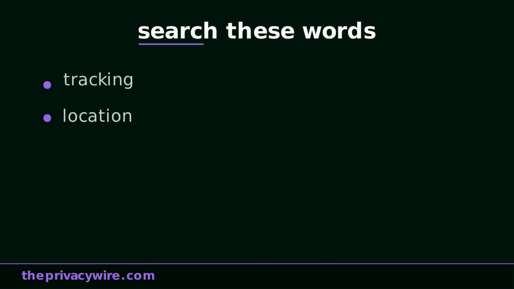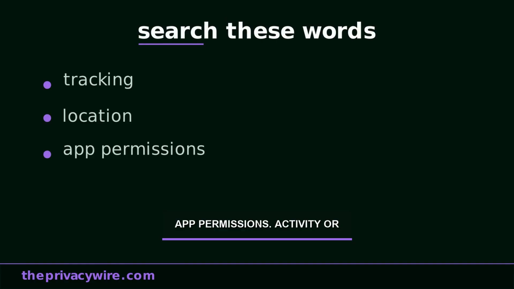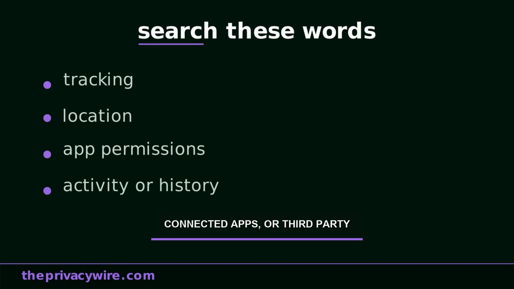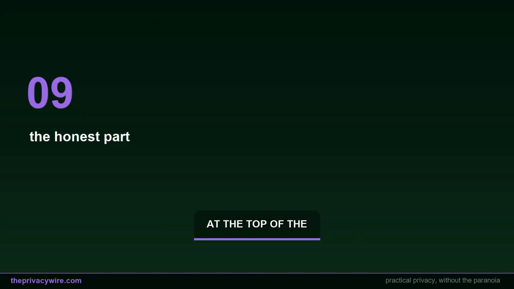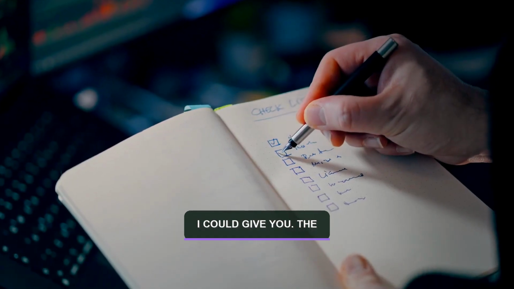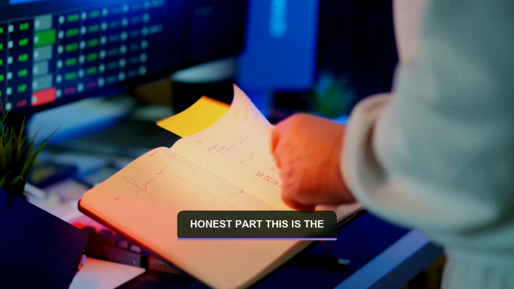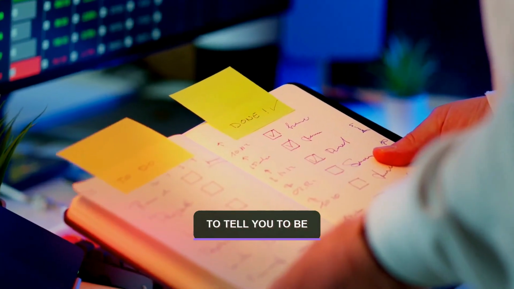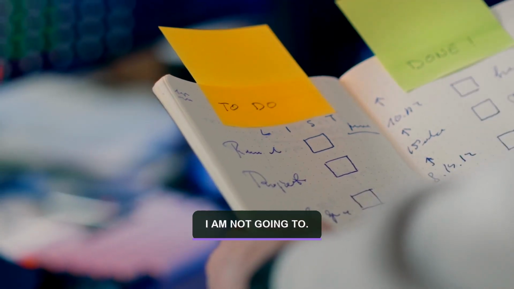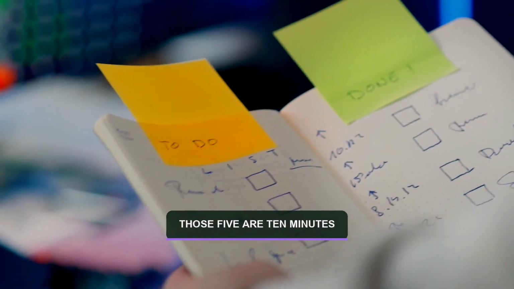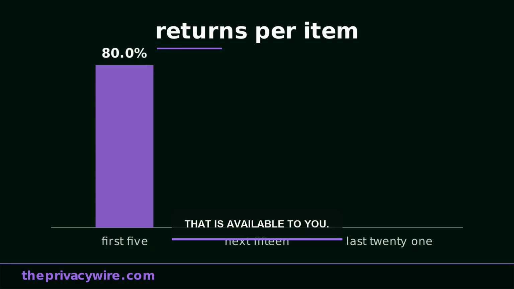Tracking, location, app permissions, activity or history, connected apps or third-party access, depending on who wrote the screen. The search box at the top of the settings app finds all 5 faster than any written path I could give you. The honest part: this is the point where I am supposed to tell you to be thorough and do the rest. I am not going to. Those 5 are 10 minutes for most of the benefit that is available to you.